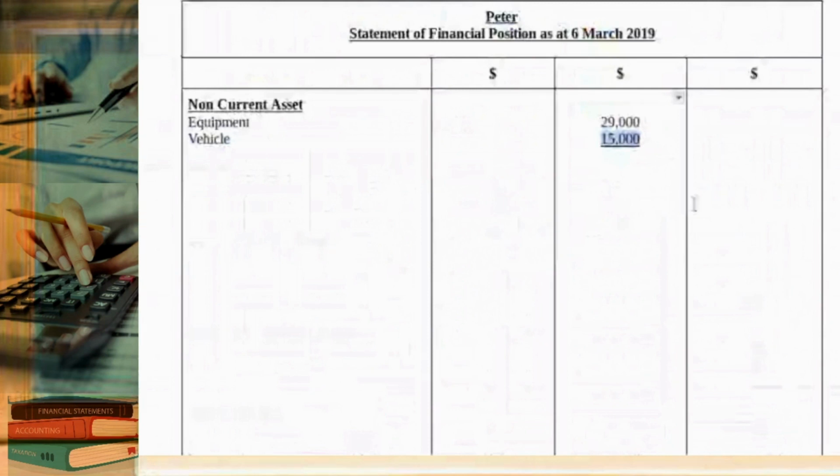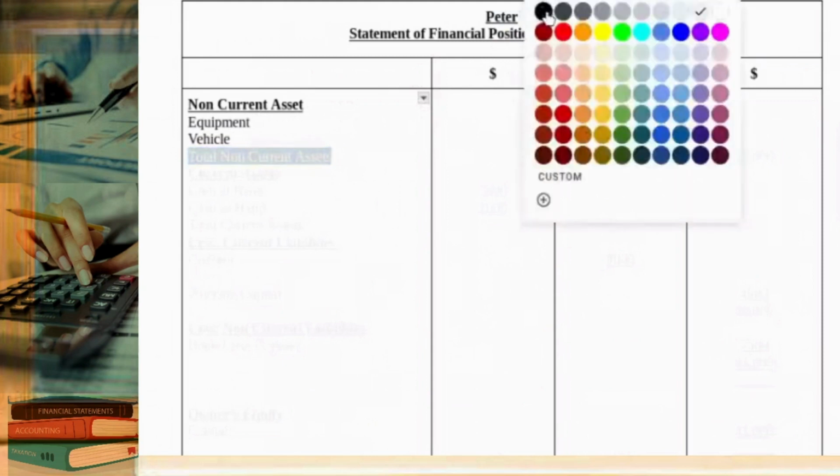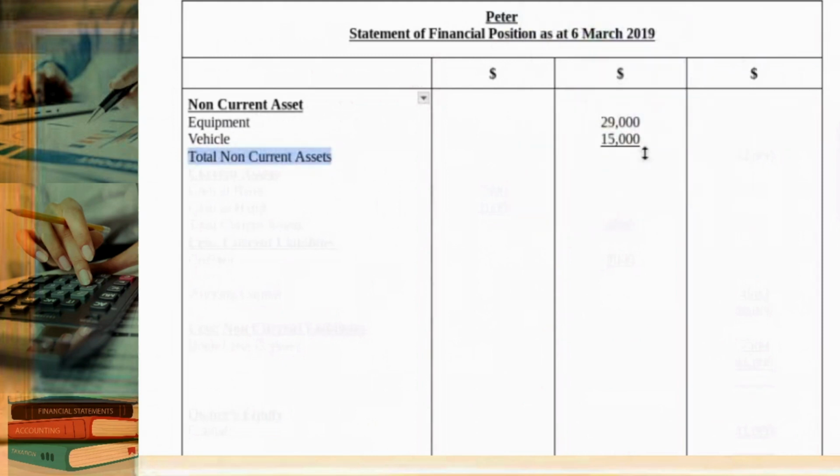So seeing that there were only two non-current assets in this transaction, we're going to total the two non-current assets because we don't have any more. So that takes us to the new title, total non-current asset. So you're going to add $29,000 plus $15,000, and that gives us $44,000.